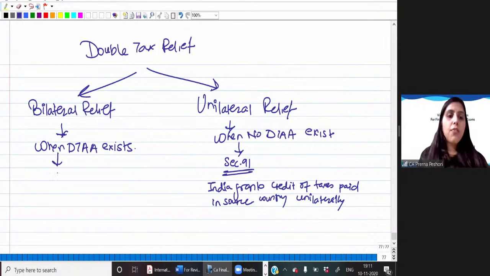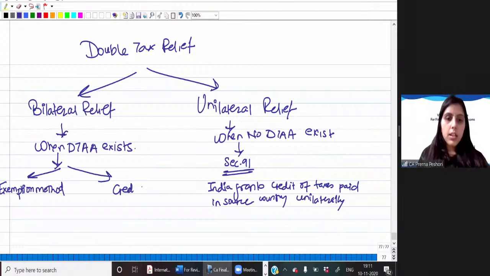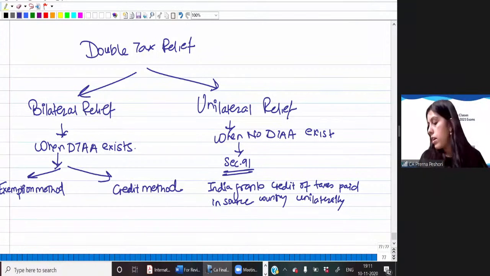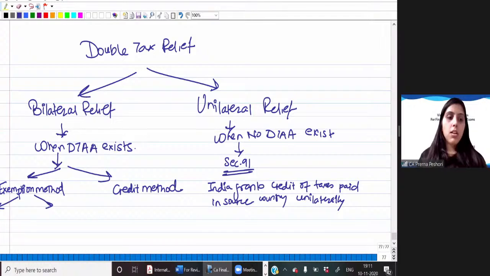Now, bilateral relief is again of two types: exemption method and credit method. Clear? Under the credit method, they grant the credit of taxes paid in the other country. Under the exemption method also, there are two methods. One is the full exemption method and the second is the exemption with progression method. Now, what is this?